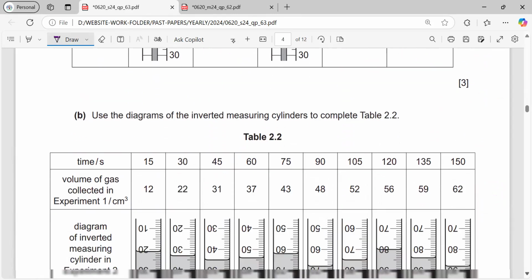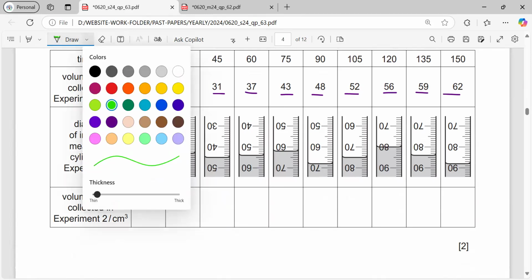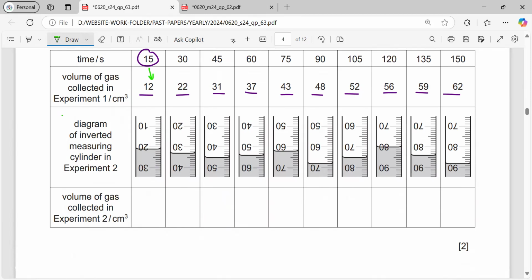Then we will measure the volume of gas collected in experiment 2. Now for experiment 1, it's already written. For experiment 1, the gas which is collected at these time intervals, at 15 seconds, this is the time. This is the volume at 30. This is the volume at 45, volume at 60, 75, 90. So we have the volume obtained in experiment 1.